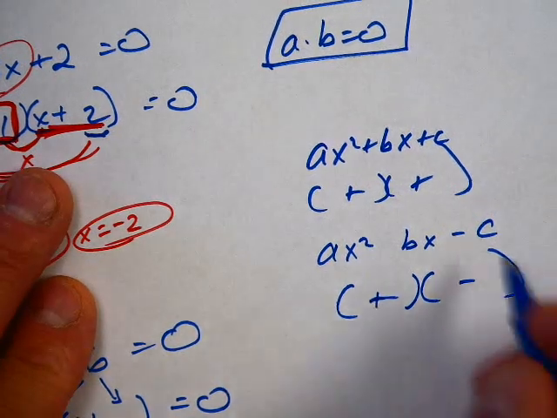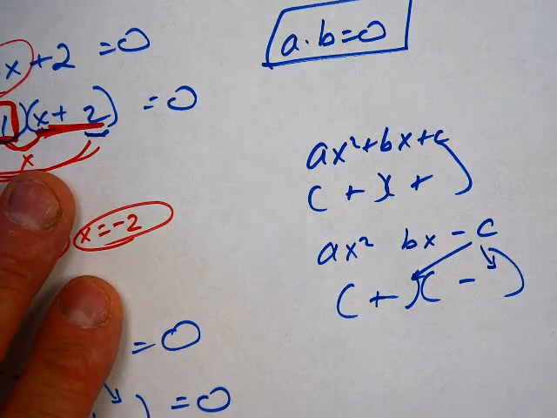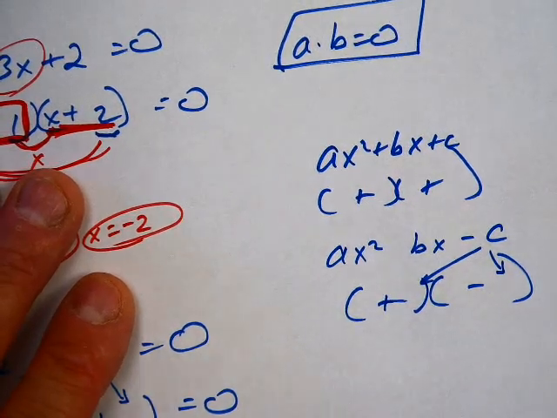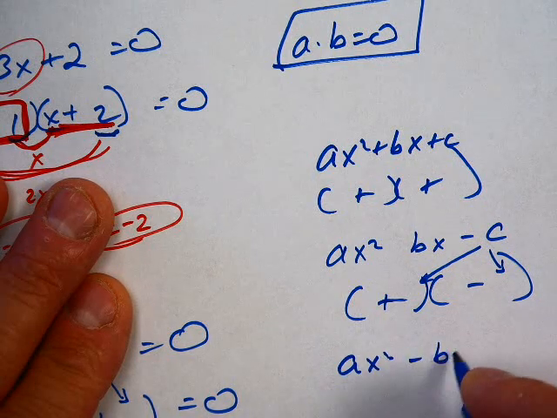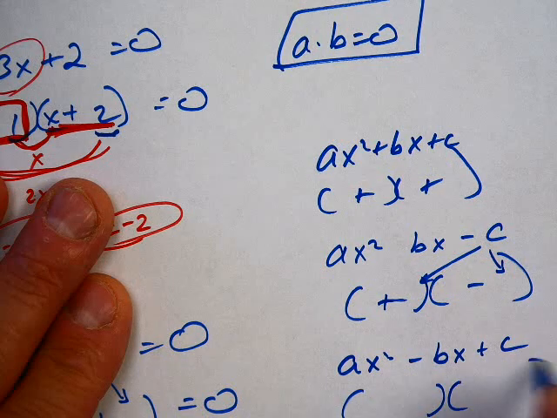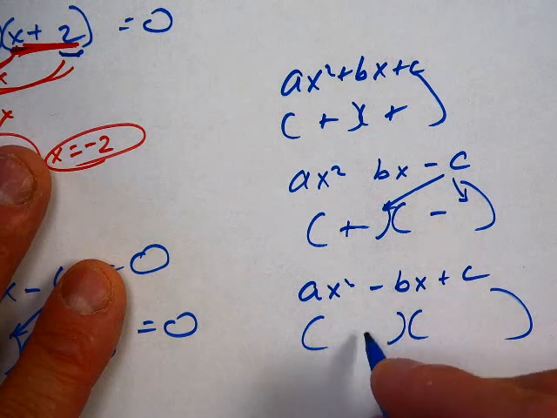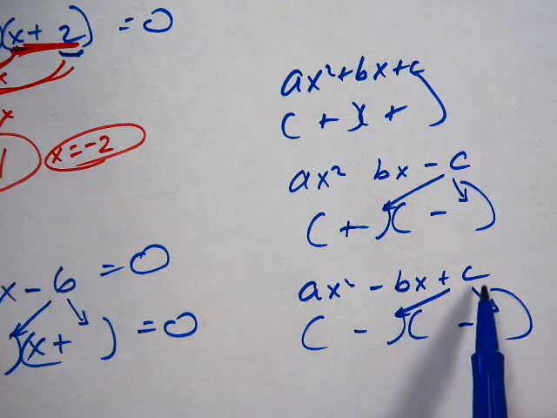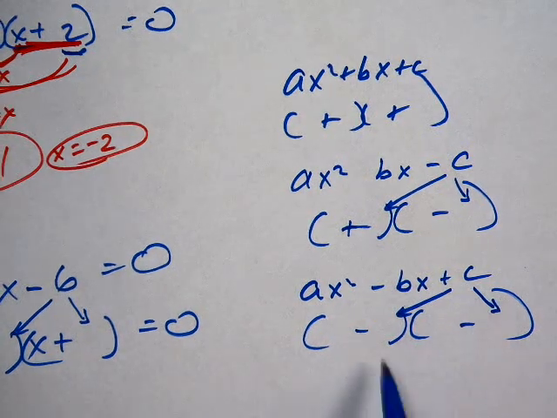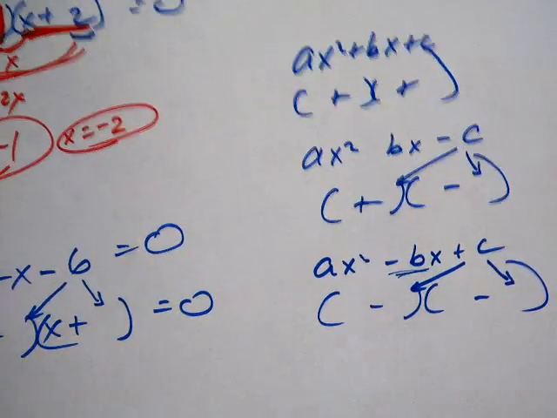Okay, why? Because I've got to have two numbers that multiply together to give me a negative c. Negative times a positive. Okay? If I have ax squared minus bx plus c, what are my signs going to be here? Both minus. Why? Because I need a negative times a negative to give me a positive c, but yet when I add them together to get a negative b. So if you're somebody who needs a little guidance with that, boom, there's your summary.